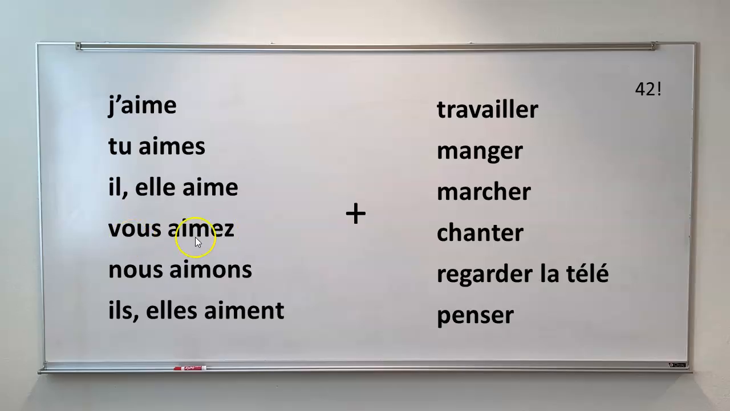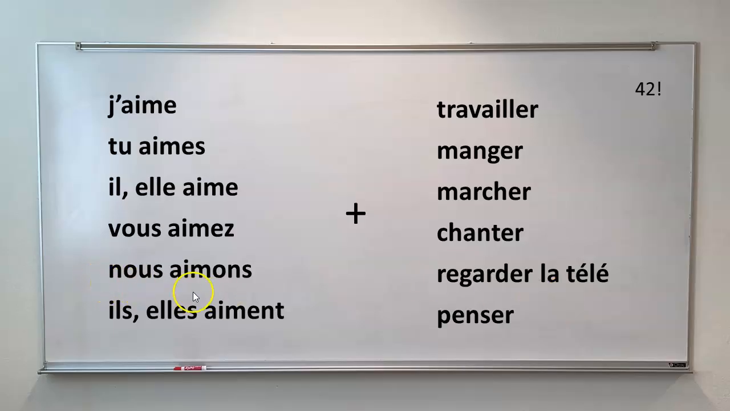You like, this is the formal you. Vous aimez. You like to work. Vous aimez travailler. You like to eat. Vous aimez manger. You like to walk. Vous aimez marcher. You like to sing. Vous aimez chanter. You like to watch TV. Vous aimez regarder la télé. You like to think. Vous aimez penser.